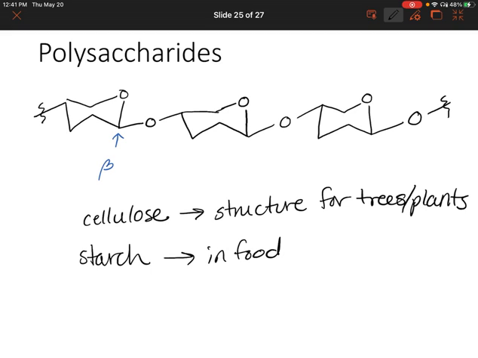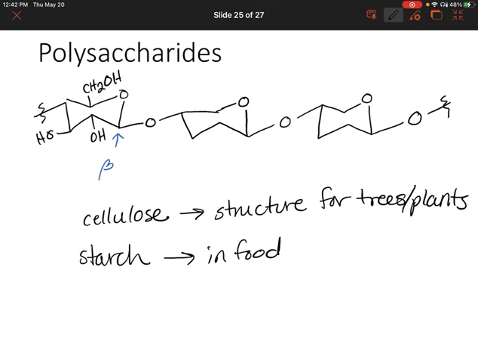But in addition, if we look at cellulose, these polymers can kind of wrap around each other and connect through hydrogen bonds. Because remember, there are OH groups on each of these carbons here. I didn't draw them in just for simplicity, but all of these different monosaccharide units have OH groups that can then connect through hydrogen bonding. So that provides extra structural support.